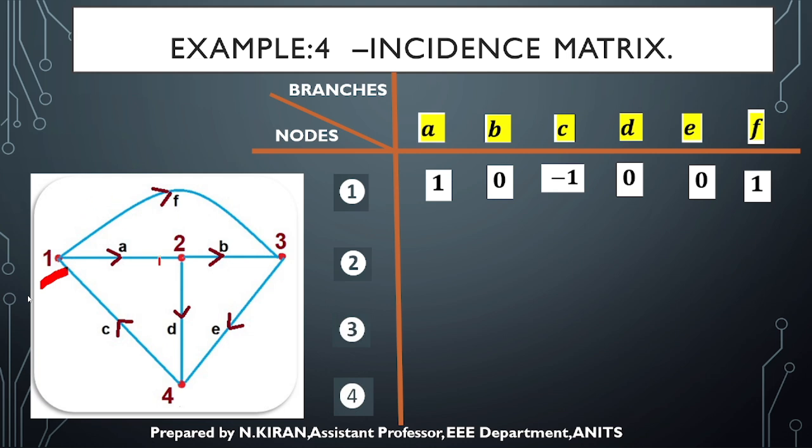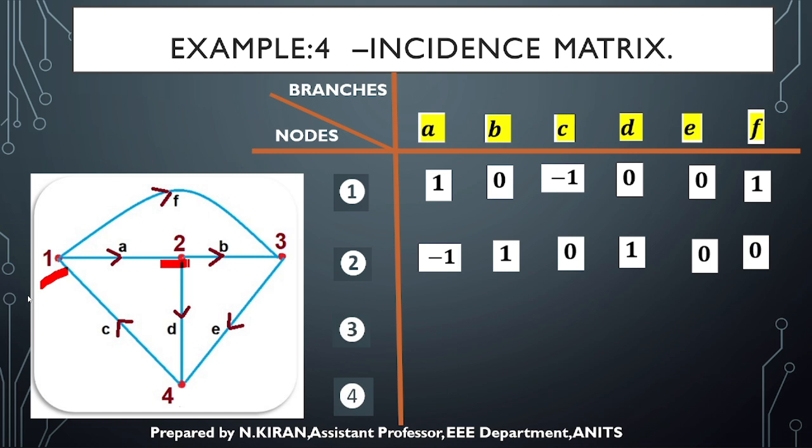This is the second node. When I consider it, A branch is towards the second node, so it is minus 1. B is away from the second node, plus 1. C is nowhere related, 0. D is away, plus 1. E is nowhere related to the second node, 0. F is also nowhere related to the second node, it is 0.